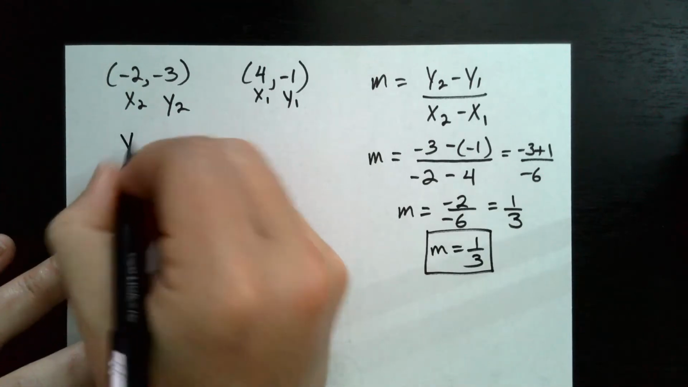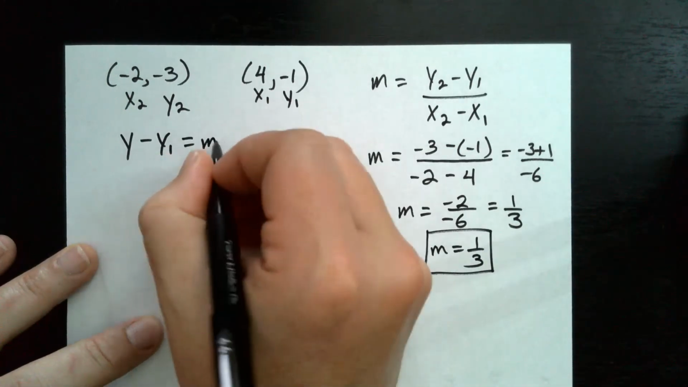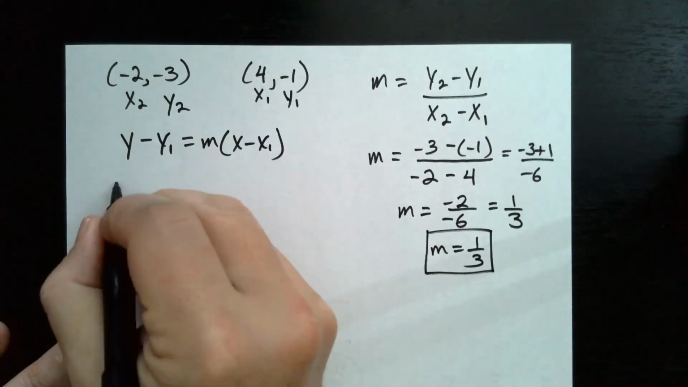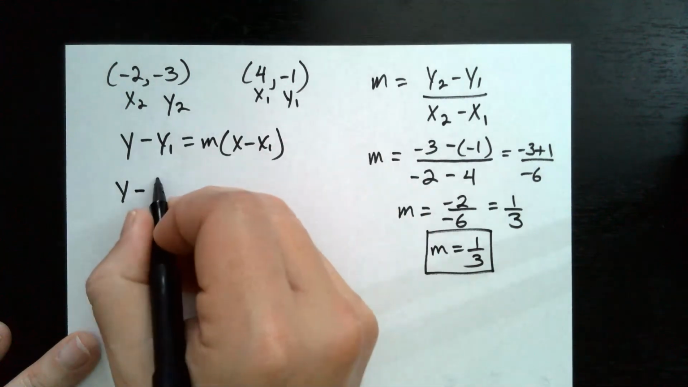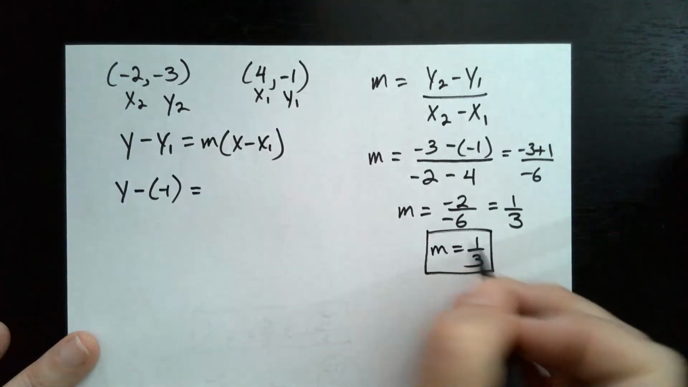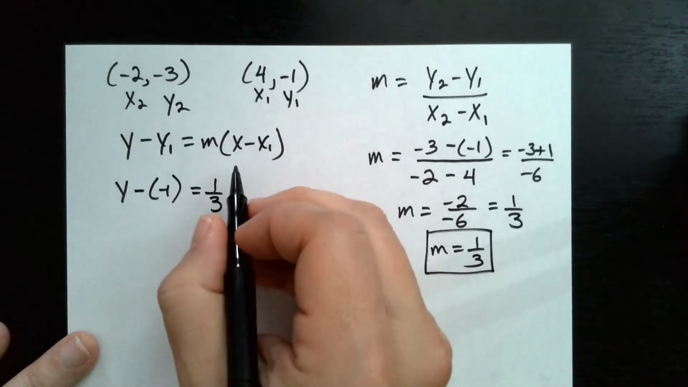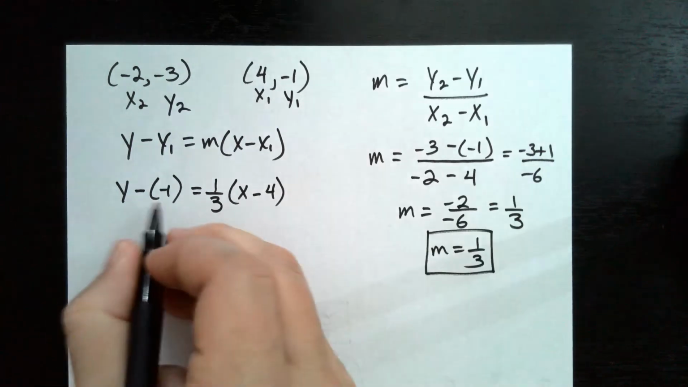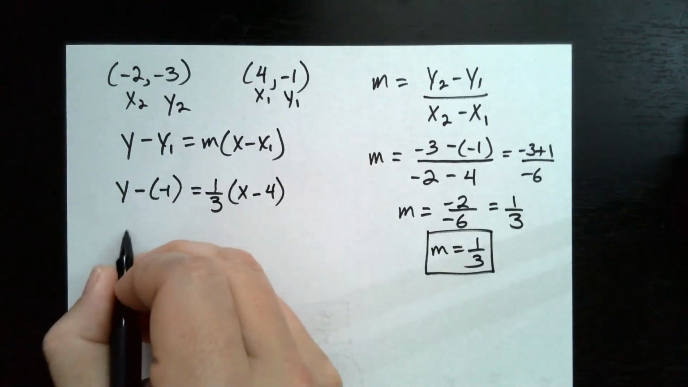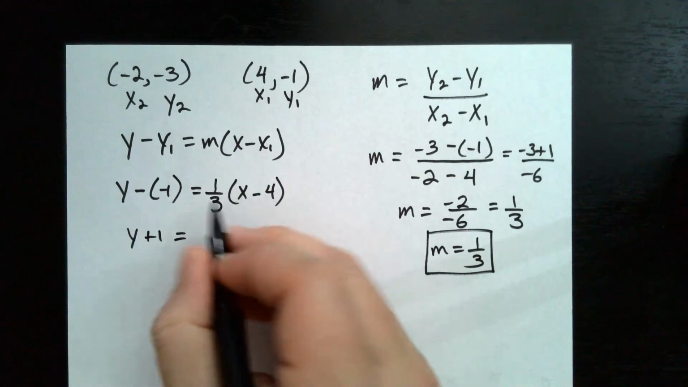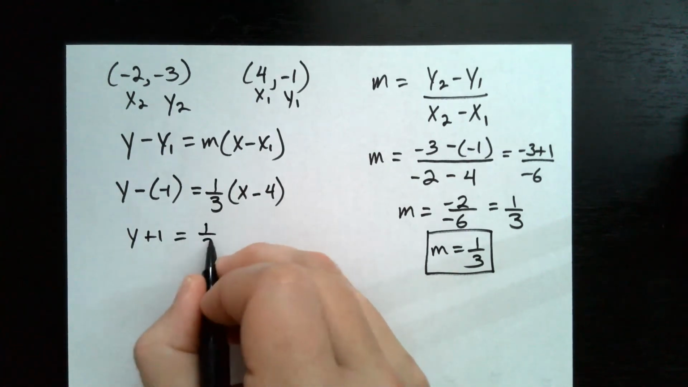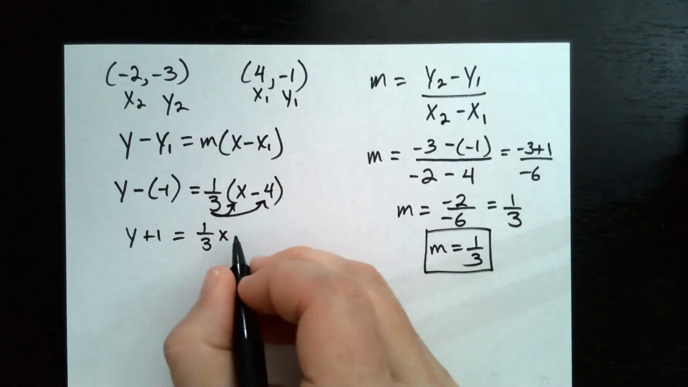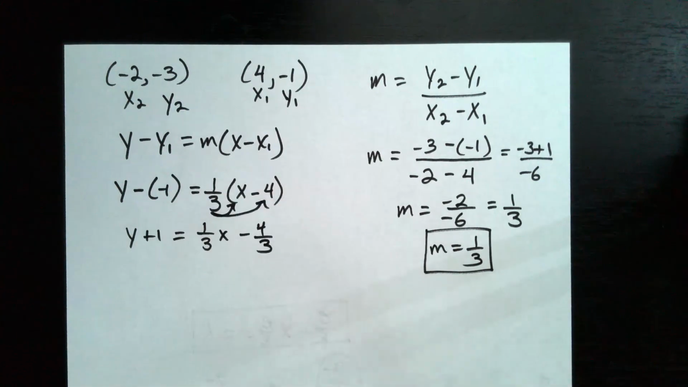Then we're going to use y minus y1 equals m times x minus x1. So y minus y1, which is negative 1, equals m, which is 1/3, times x minus our x1, which is 4. Remember a negative times a negative is a positive, so this becomes y plus 1 is equal to, distributing 1/3 to the x, and when I distribute it to the negative 4, it becomes negative 4/3.